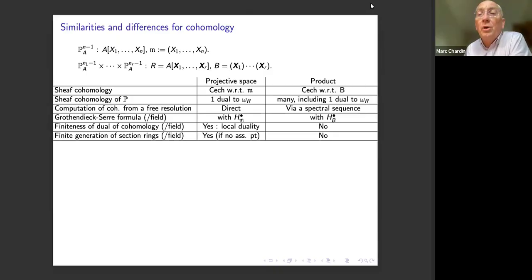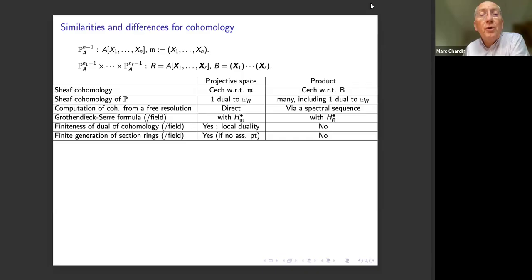But when you look at the cohomology with respect to B, in this projective case, even over a field, the modules are not finitely generated, and the duals are not finitely generated either. So you don't have this kind of finiteness that you have, and there is no real good repair of that.